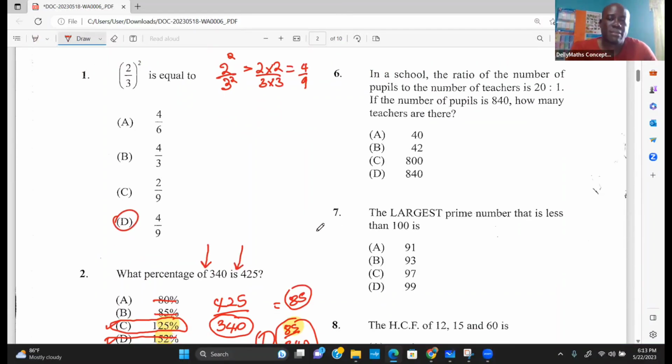Number 6 says, in a school, the ratio of the number of pupils to the number of teachers is 20 to 1. So this is like students to teachers. If the number of pupils is 840, how many teachers are there? With a question like this, you want to make sure that you write down your idea.